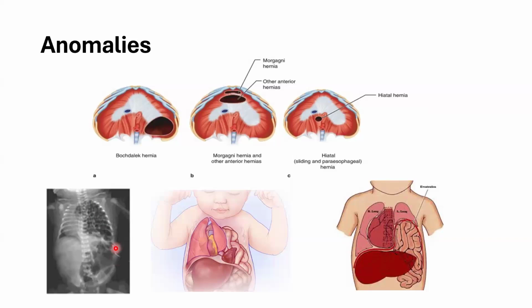You can see it here. All these are the various hernias that can come across. They can be acquired or congenital: Bochdalek hernias, Morgagni hernias, and then hiatal hernias that happen at the level of the esophagus.